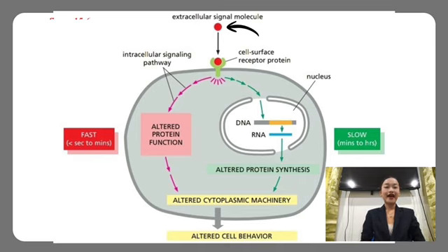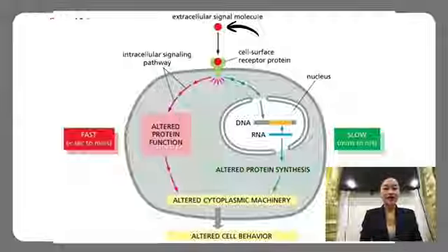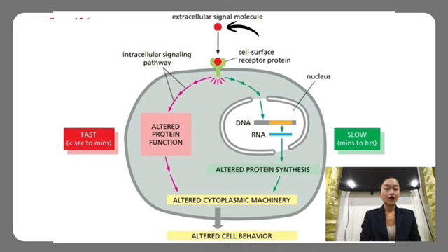Extracellular signals can act slowly or rapidly to change the behavior of a target cell. Please rely on the diagram so you can follow my discussion. First, this is the extracellular signal molecule. It comes from outside the cell. Next, it will bind to a cell surface receptor protein. This receptor receives the signal and starts the communication inside the cell. Then, the intracellular signaling pathway carries that message throughout the cell.